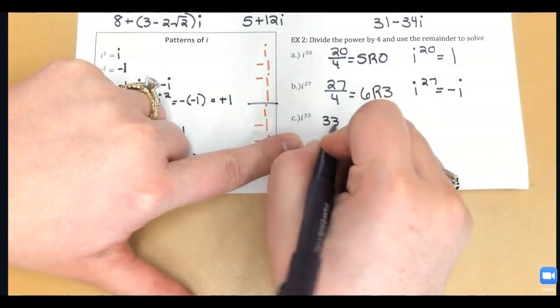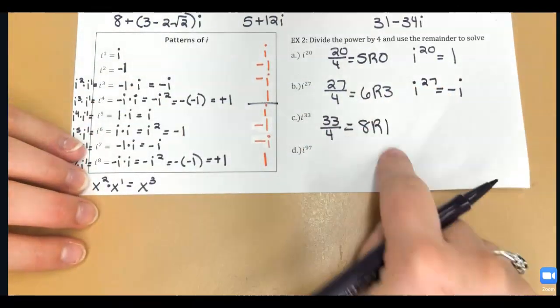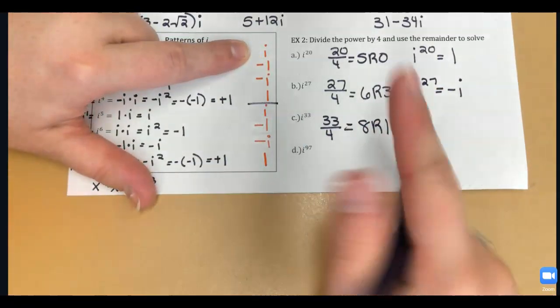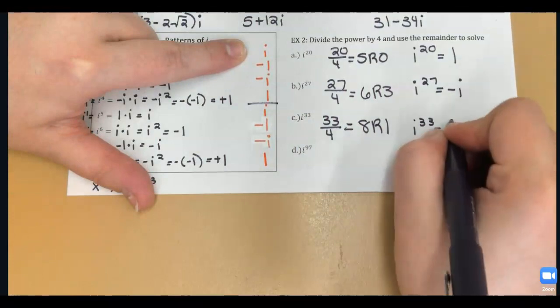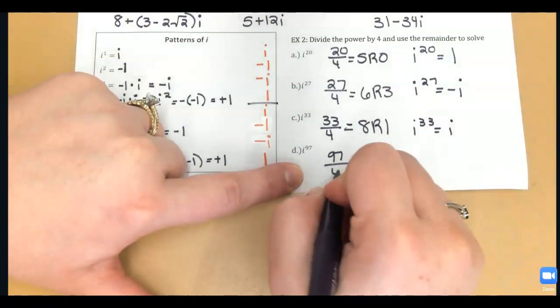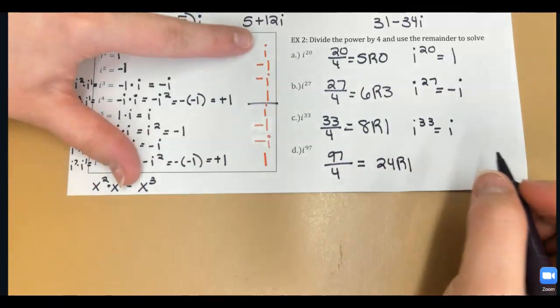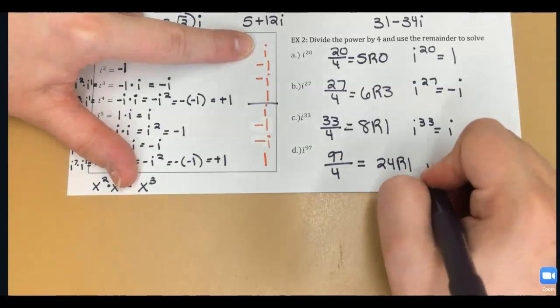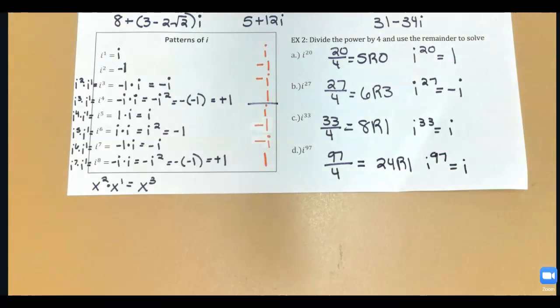i to the 33rd, if I divide 33 by 4, I get 8 remainder 1. So it's going to loop back to the first step in my rotation. So i to the 33rd is i. And then lastly, if I have 97 divided by 4, that's going to give me 24 remainder 1. And again, I'm going to be at the first step in my rotation. So i to the 97th is i.